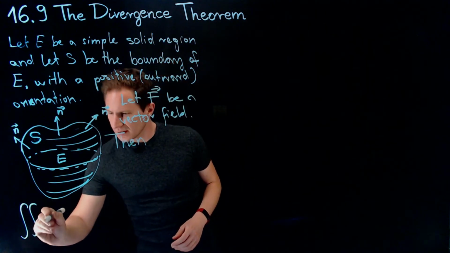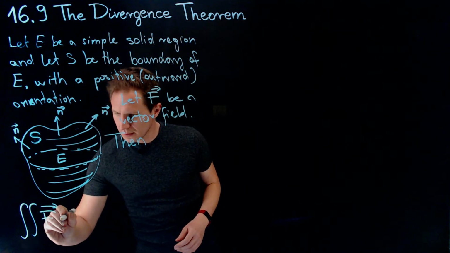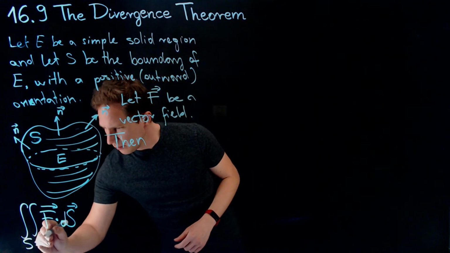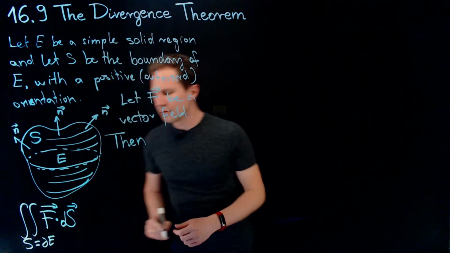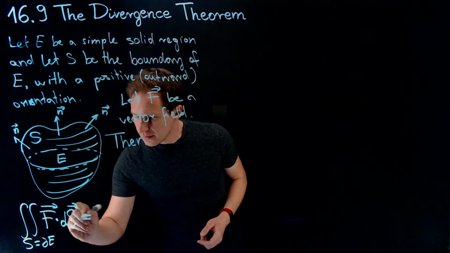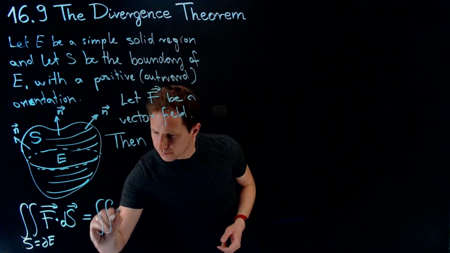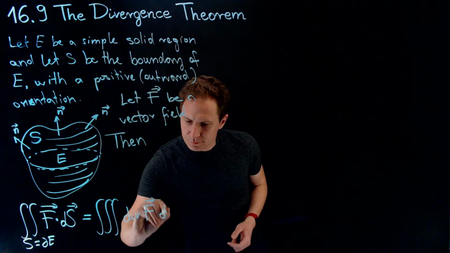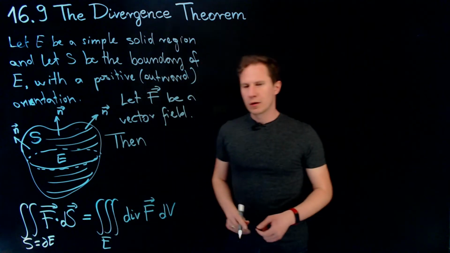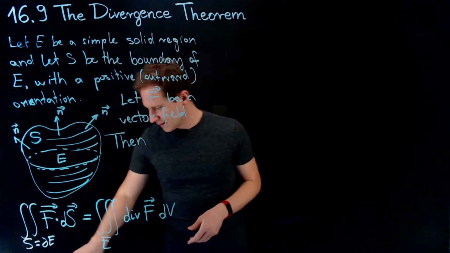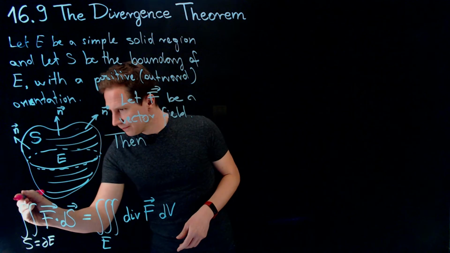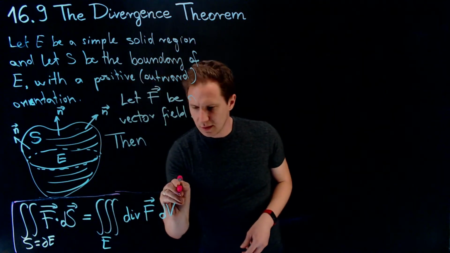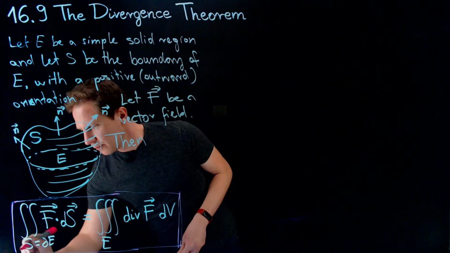So the surface integral of this vector field across that surface S, that is the boundary of E. Again, we may use this notation that the boundary of our solid region E would be the surface S. This will be equal to the triple integral of the divergence of our vector field over that solid region E. So that is the divergence theorem, which is, as I said, the other central result from vector calculus. So it is a very important result.